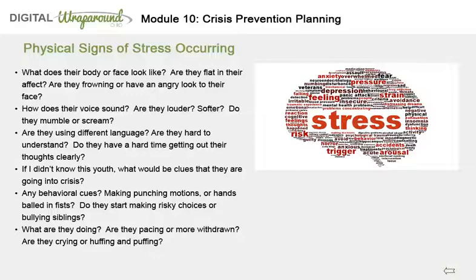If I didn't know this youth, what would be clues that they are going into crises? Any behavioral cues? Making punching motions or hands balled in fists? Do they start making risky choices or bullying siblings? What are they doing? Are they pacing or more withdrawn? Are they crying or huffing and puffing?